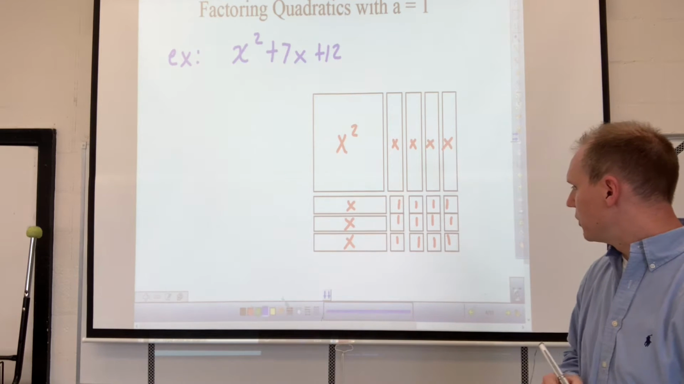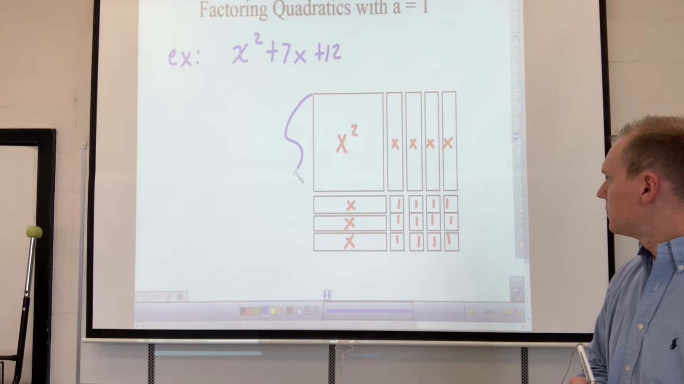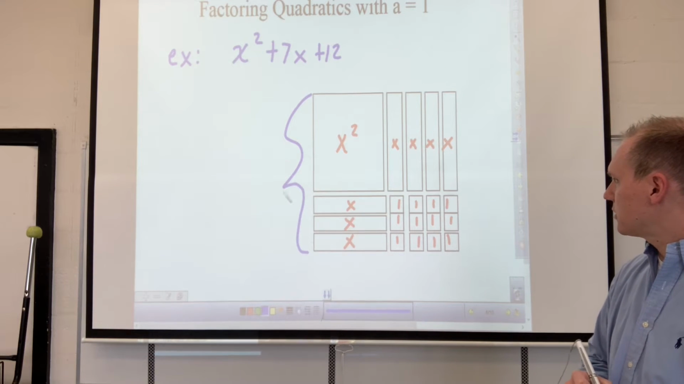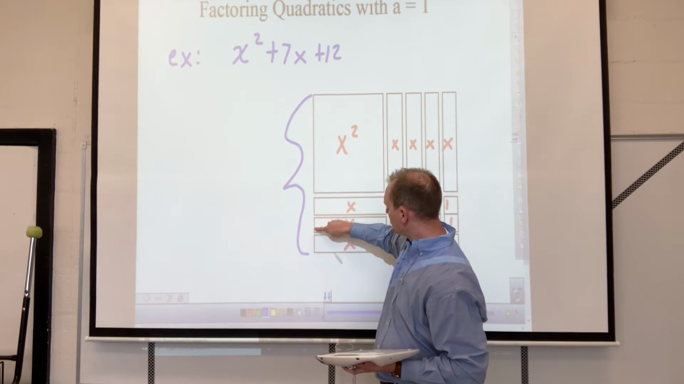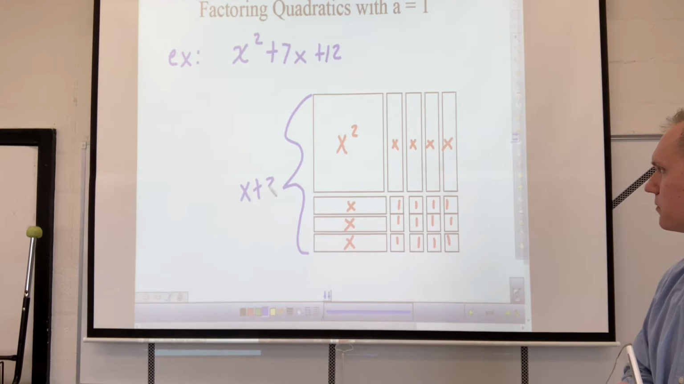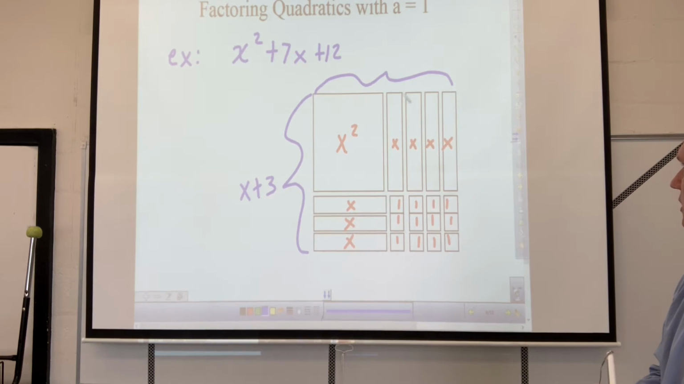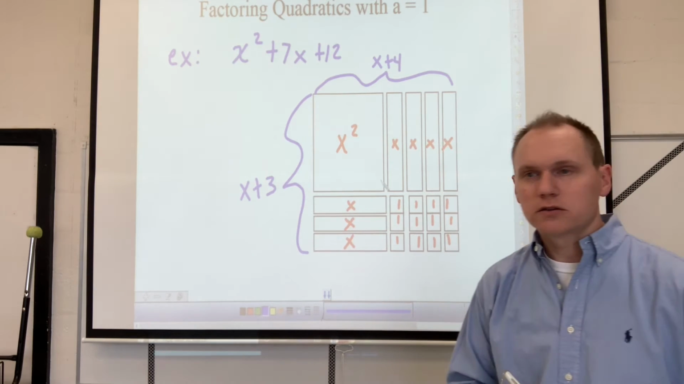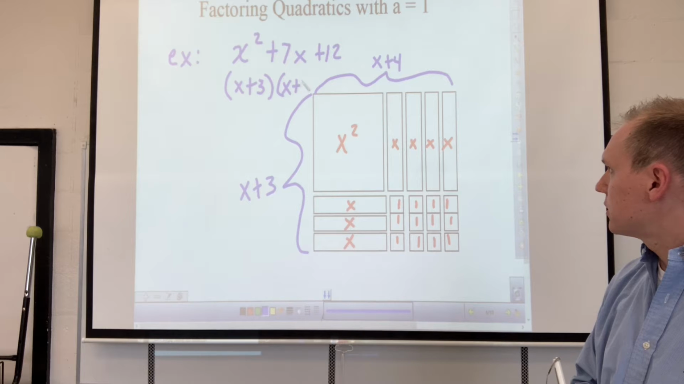So if we think about the width and length of this entire set of algebra tiles now, this has a length of, let's see, this part here is x, then 1, 1, and 1. So that length there is x plus 3. Up here, we have a length of x here, and then 4 1's. So it'll be x plus 4. Which means that we can rewrite this quadratic as x plus 3 times x plus 4.